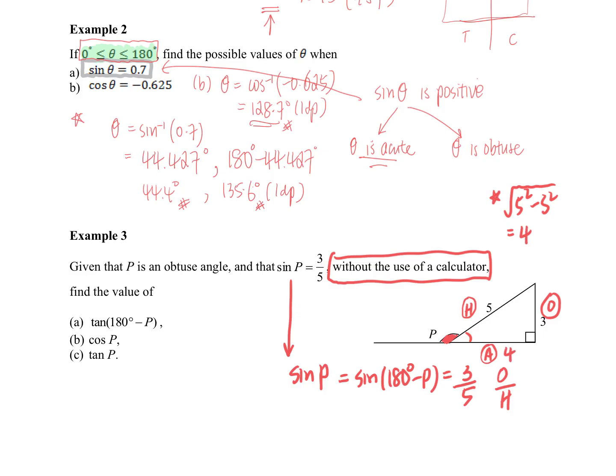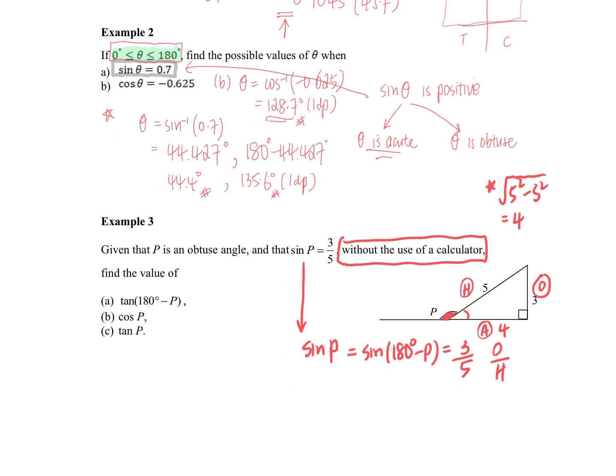Okay, so now with that, can you find what is tangent of 180 minus P? This is 180 minus P. What is tangent of 180 minus P? O over A. What is O? What is A? It's the same thing, just that now they will use an obtuse angle to confuse you a bit. But the ratio is the same. It's still O over A because we are talking about this acute angle.